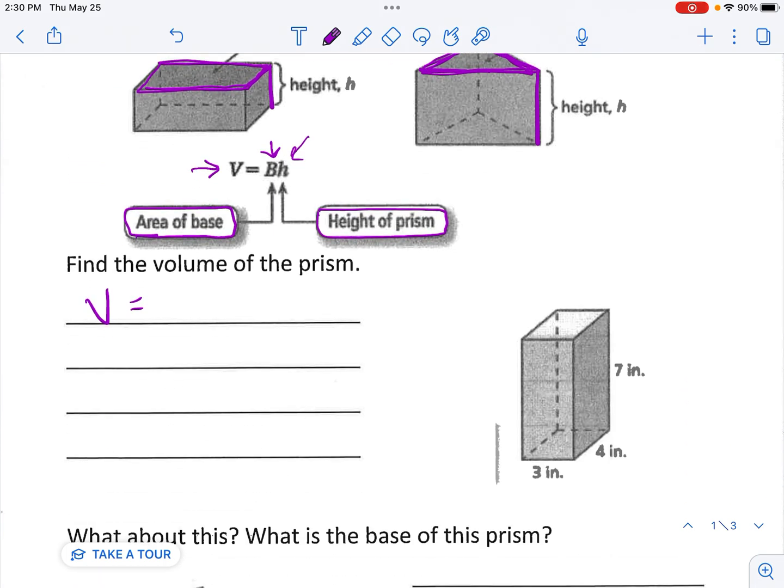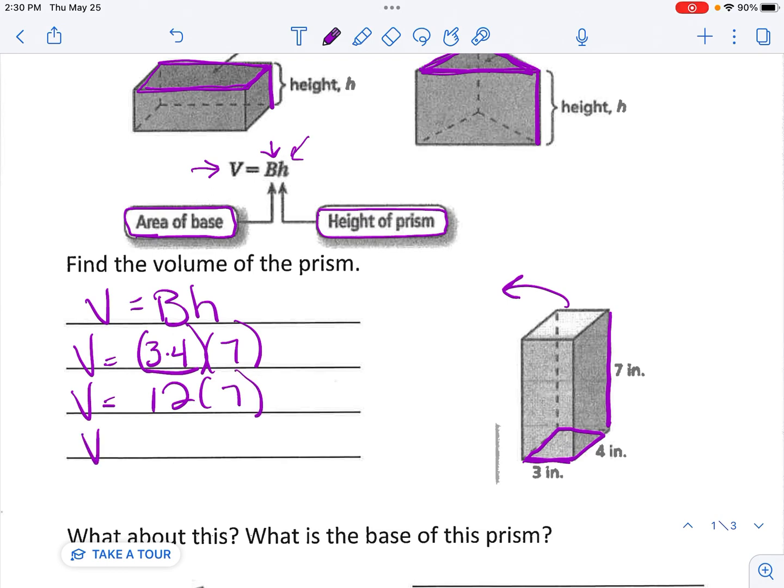Okay, so first, for this first rectangular prism, we're going to do area of the base times the height. When we substitute in for the area of the base, it is a 3 by 4. So I'm going to put 3 by 4 for the area of the base. The height of this prism is 7. So 3 times 4 is 12, and 12 times 7 is 84. Remember, anytime we're talking about volume, it's going to be cubic inches, to the third power.